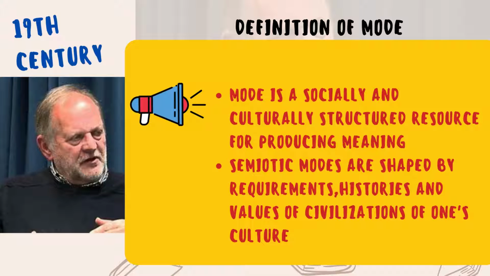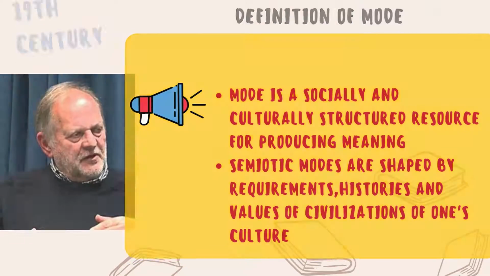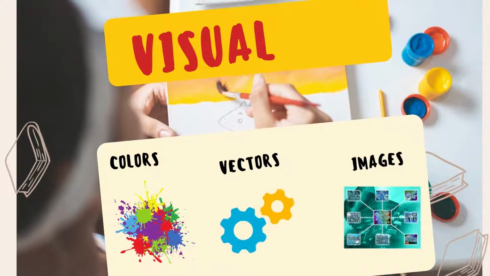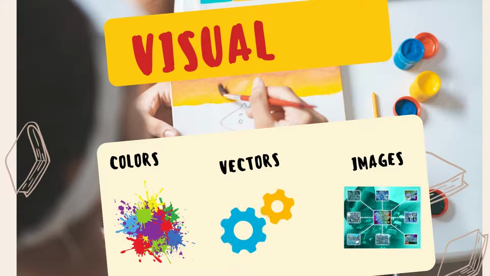Although discussions of multimodality involve medium and modes, these two terms are not synonymous. Gunther Kress' scholarship on multimodality is canonical in writing studies, and he explains mode in two ways. A mode is a socially and culturally structured resource for producing meaning. Also, semiotic modes, like intrinsic properties and potentialities of the mode, are shaped by requirement, history, values of civilization, and their cultures.